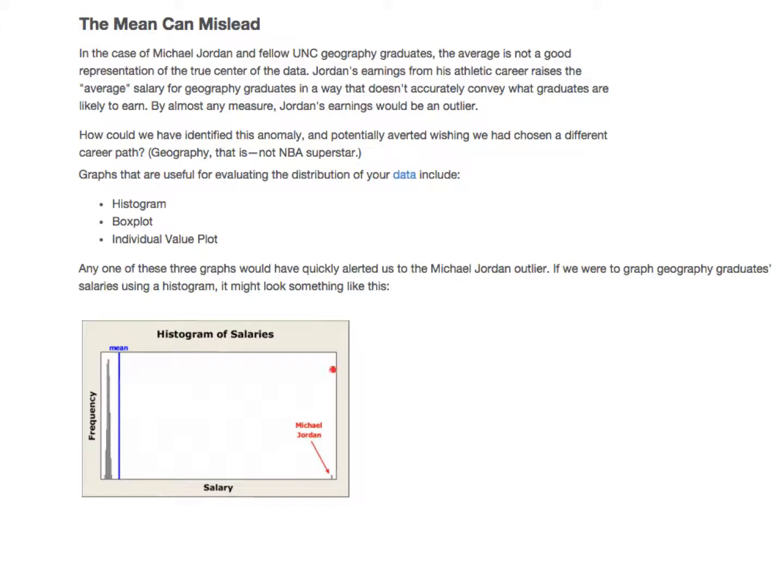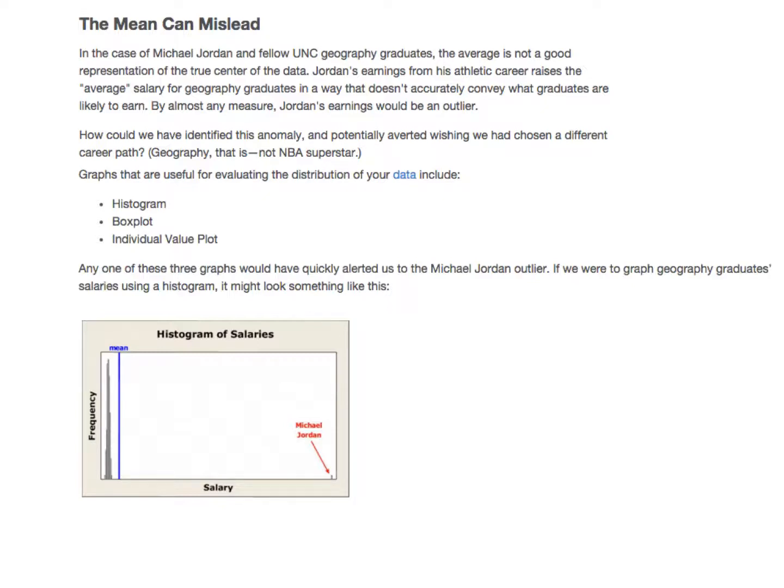Alright, so I just want to draw your attention down here to this histogram. And what this is, it's salaries of geography graduates from the University of North Carolina. And so we find out that the average, meaning the mean, is really high. Whereas the median, or what most geography graduates from the University of North Carolina make, is a lot smaller than that. And so what's happening is, if you know anything about basketball history, Michael Jordan graduated from the University of North Carolina in geography.